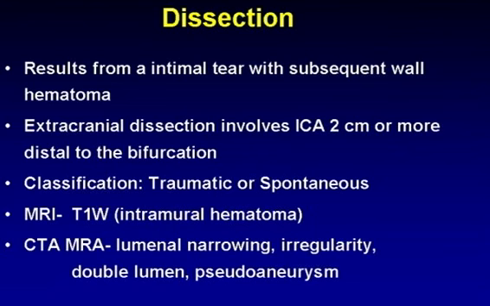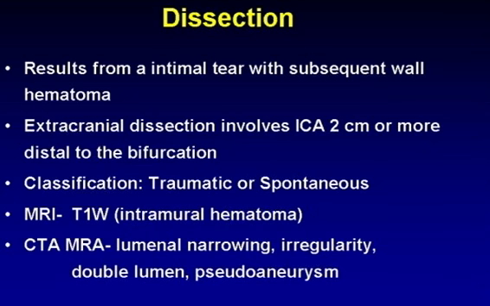Okay, just want to point out the importance of dissection. This is something that, if you miss, you could kill a patient, and I tell the residents to always look at images for a dissection, because the signs are usually fairly obvious, and it's important that you not miss it and look for it carefully. So dissection results from an intimal tear of the wall, and extracranial dissection usually involves the ICA, 2 centimeters or more distal to the bifurcation, and that's where you want to look more carefully for it.